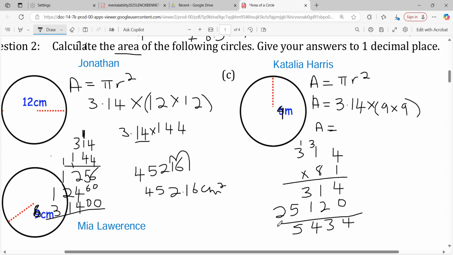Okay, so 81 is a whole number, so you're going to look at 3.14, and there are two numbers behind the decimal, so you're going to move the decimal point behind the 4, and you're going to put meter square. Very good. Excellent.